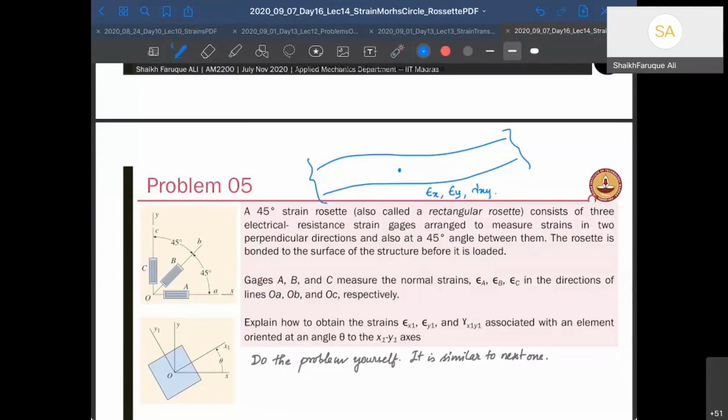So let's say my XY axes are also like this, X, Y. This is my rotation axis. So what I can do, I can put my strain gauges as I want, maybe one along this direction, one along this direction, one along this direction, right? And they give me some values. Let's say this gives me the epsilon A value. When I do measurement, this is epsilon A, epsilon B, and epsilon C. Let's say this angle, we put it as 45 degree.